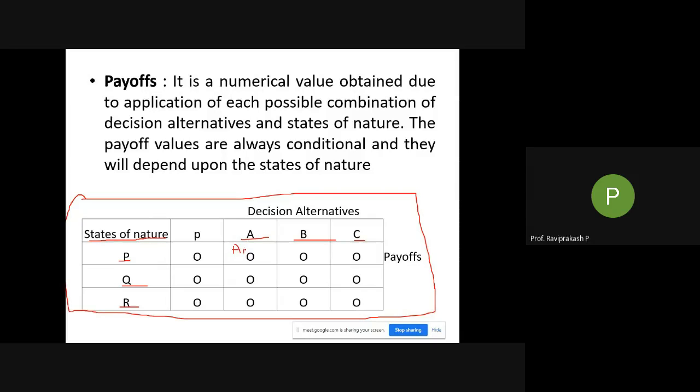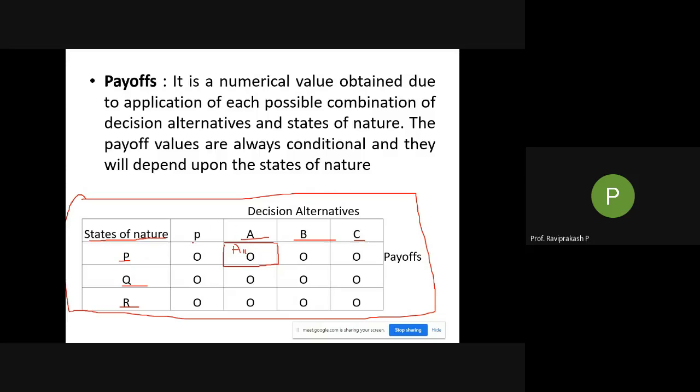So this is a cell. This is a kind of numbering, we call this A11. The first number is for the row and the second is for the column. So I am taking the first row and first column, this particular cell. If I call this A11, this is a combination of A and P. So this cell is based on the decision alternative A and the state of nature P.